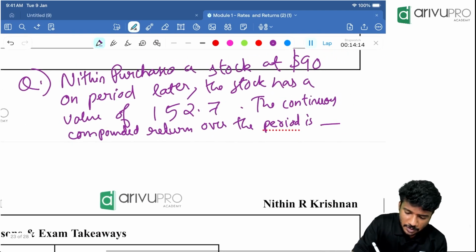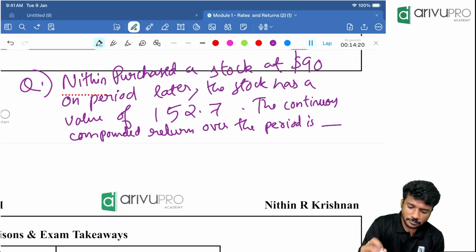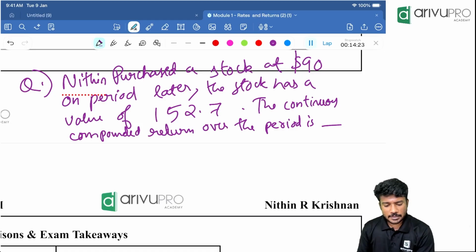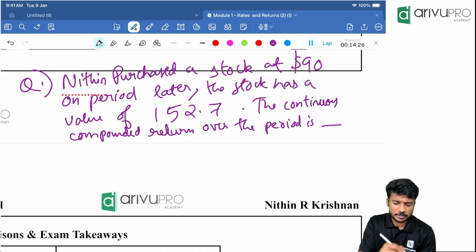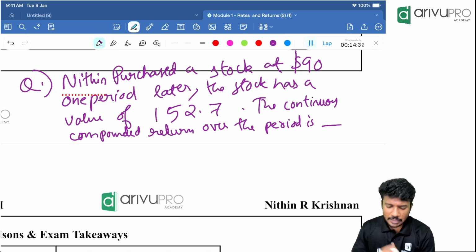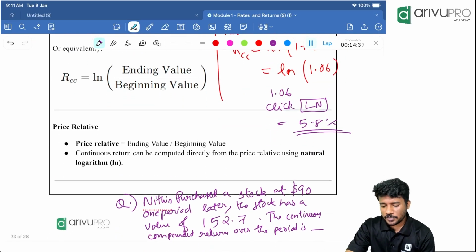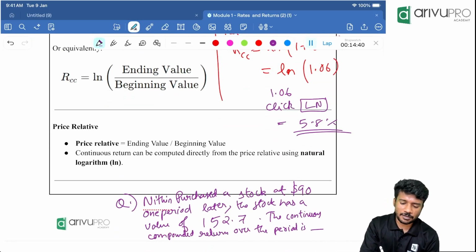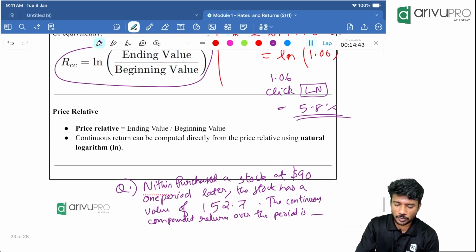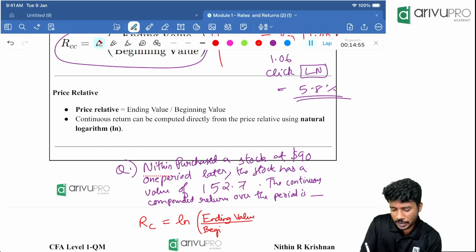So Nitin purchased a stock at $90. One period later, the stock has a value of 152.7. The continuous compounded return over the period is how much? How will you find it? Which formula will we use? We will use the second formula. RCC is equal to log of what? Ending value divided by beginning value. Okay, make a note of it.